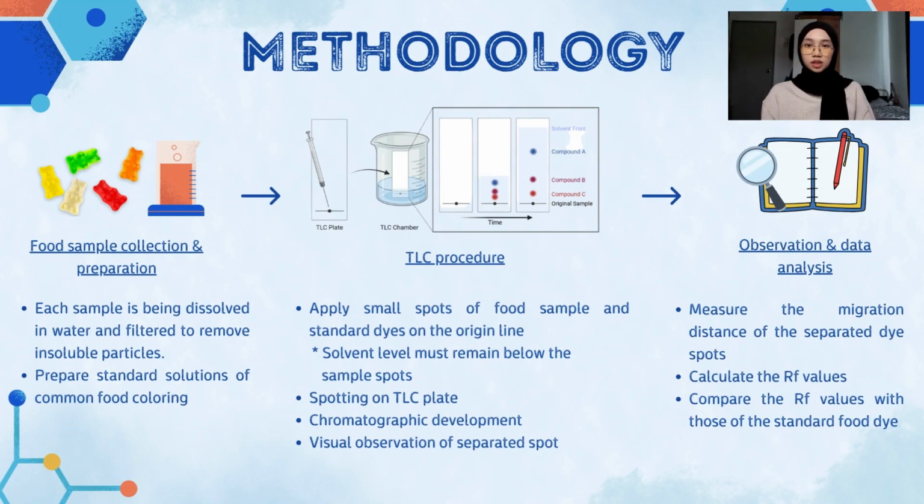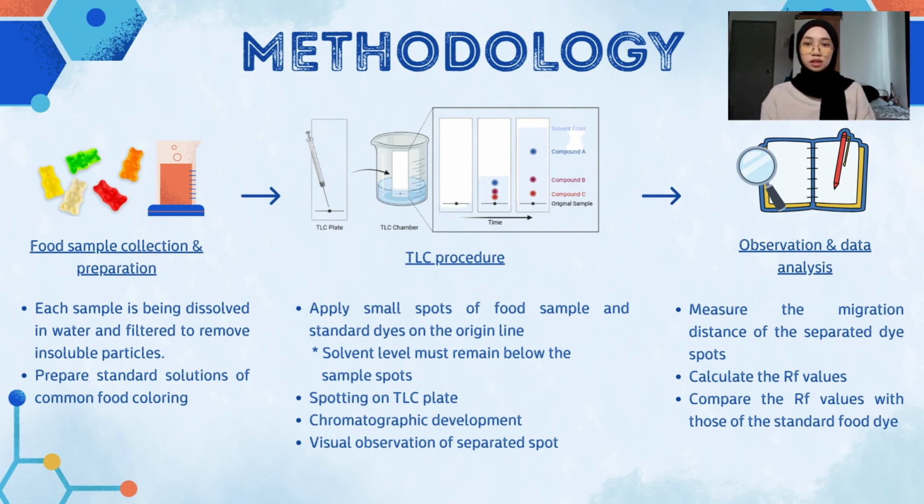Moving on to the methodology of basic chromatography to detect artificial food coloring. First, sample collection and preparation. Food samples containing artificial coloring, such as colored beverages, candies, or jellies, were selected for analysis. A small amount of each sample is dissolved in distilled water and filtered to remove insoluble particles. In addition, prepare standard solutions of common artificial food dyes including tartrazine, sunset yellow, and Allura Red AC. These standards serve as reference compounds for comparison and identification.